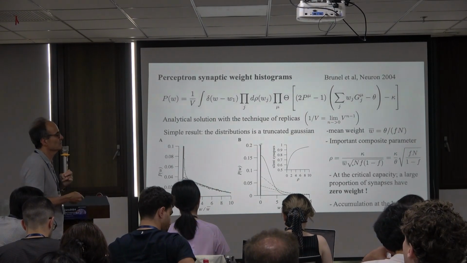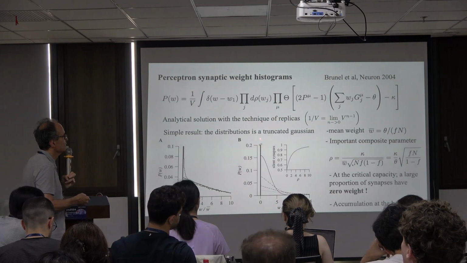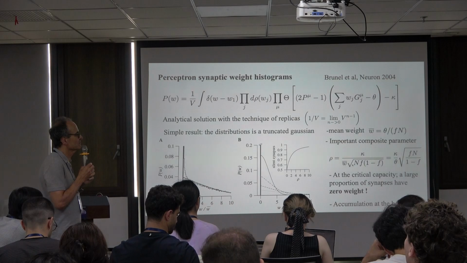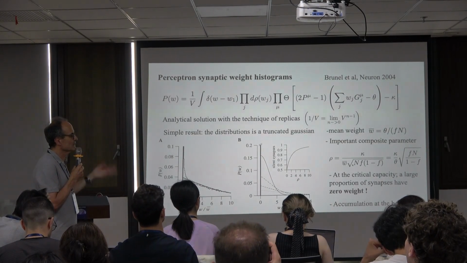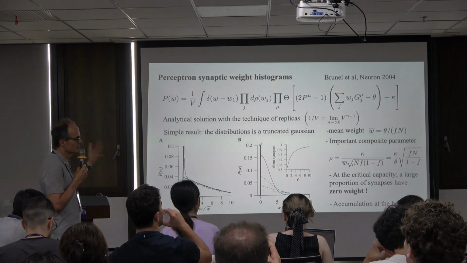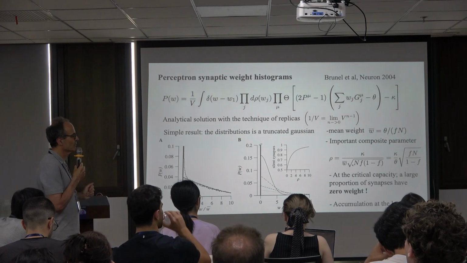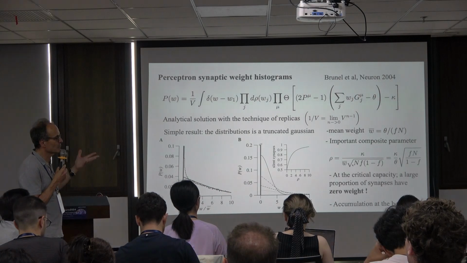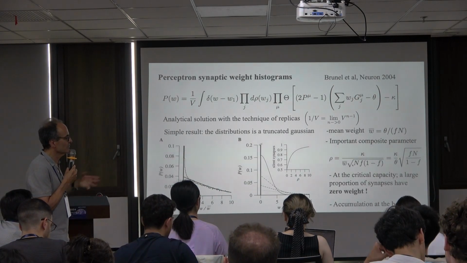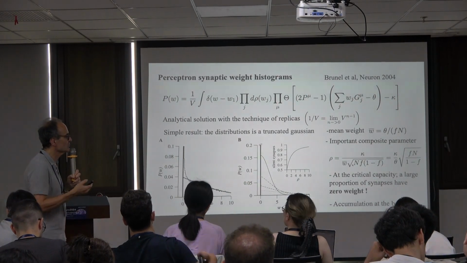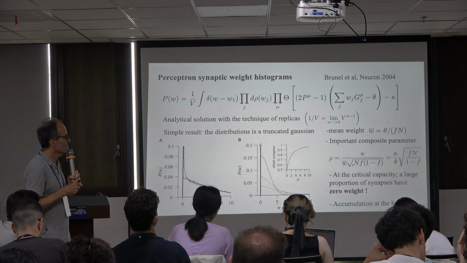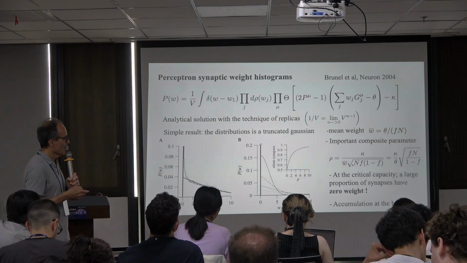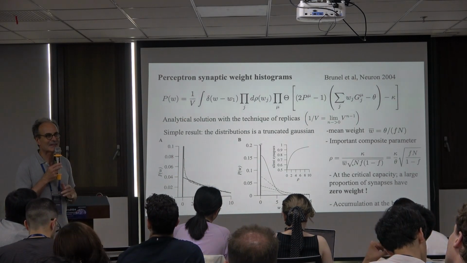Okay? So that's the result of the calculation, which says you have a lot of zero synapses just because it's a process of learning with a bound at zero. So in some sense, this view of the perceptron at least gives a potential explanation why you see this experimental result that you have a lot of synapses at zero weight. Okay, so I conclude here.